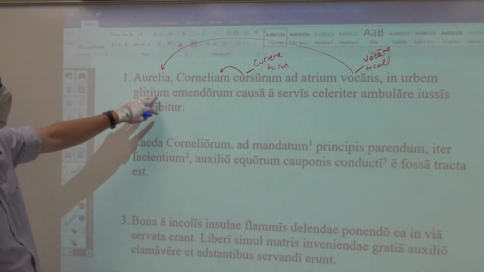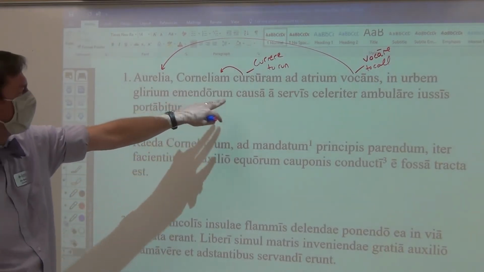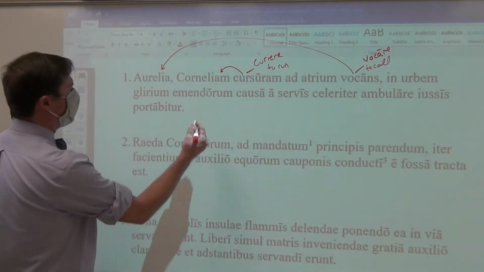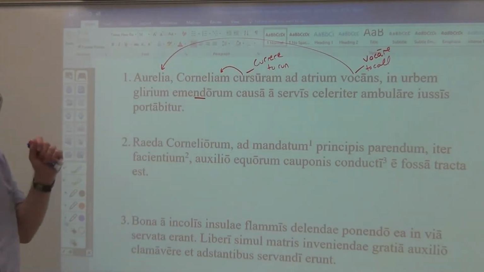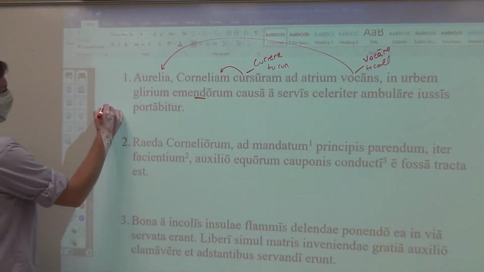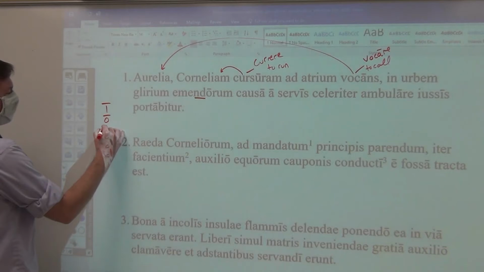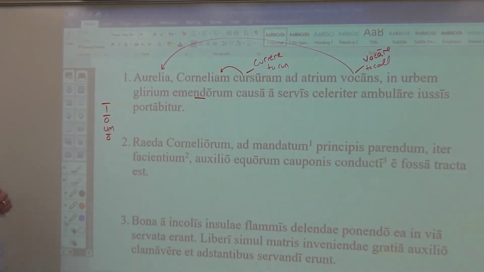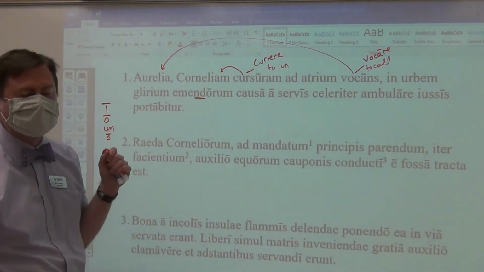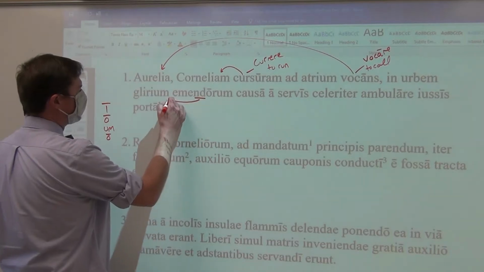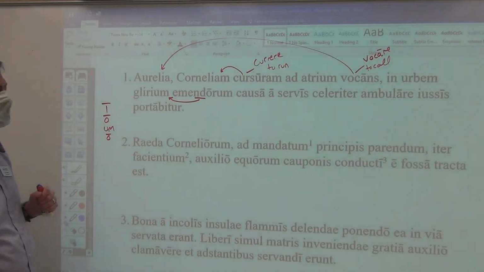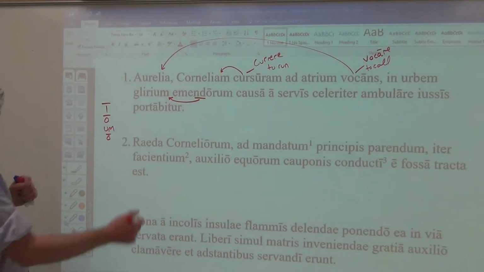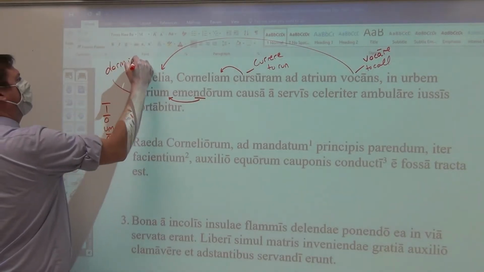Now, we then can move along in urbem glirium emendorum causa. Hopefully you'll recognize emendorum as a gerund or gerundive. Look at the ending. Remember that gerunds have to have either the ending genitive I, or dative O, or accusative UM, or ablative O. It does not have any of those, so it must be a gerundive, and is doing what a gerundive does. Gerundives modify. And so therefore, it's modifying glirium, which, remember, from the first chapter of the second book, chapter 28, is dormouse, or dormice.